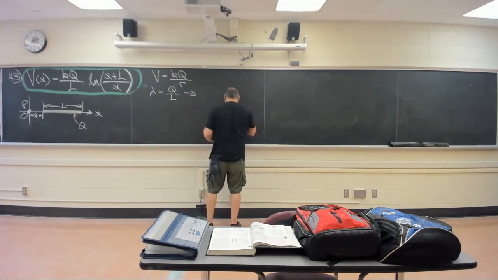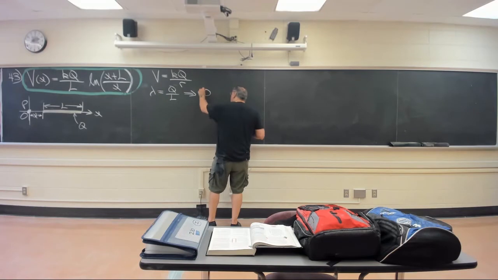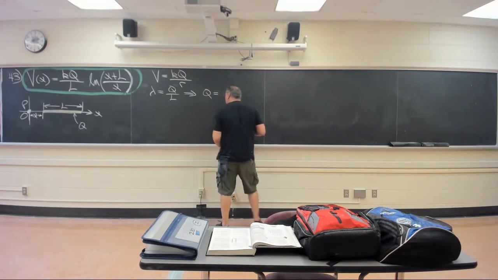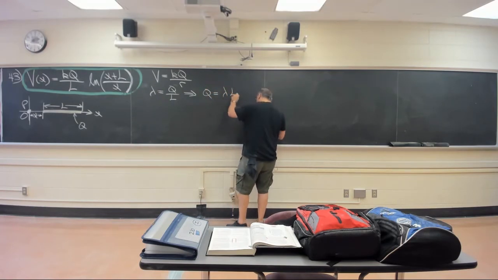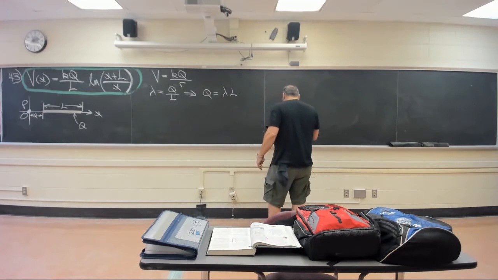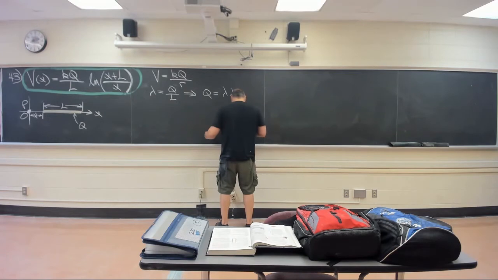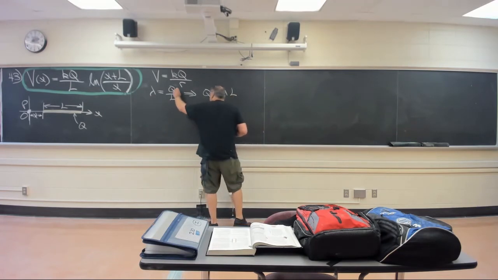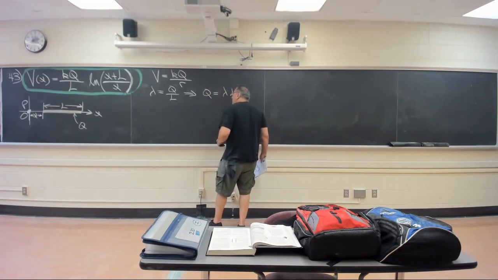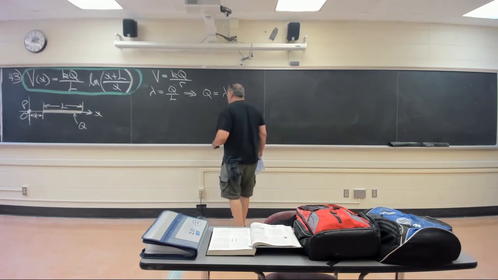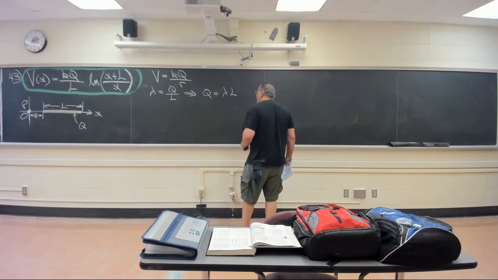At the end of the day, solve for capital Q, or at least express capital Q in terms of lambda and capital L. We also know that we have to assume it's uniformly distributed. If it's uniformly distributed, there's a lot that could potentially be said.